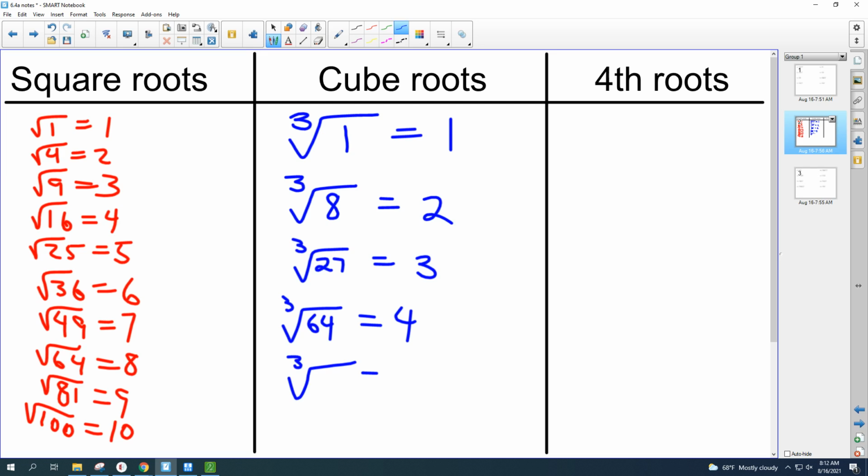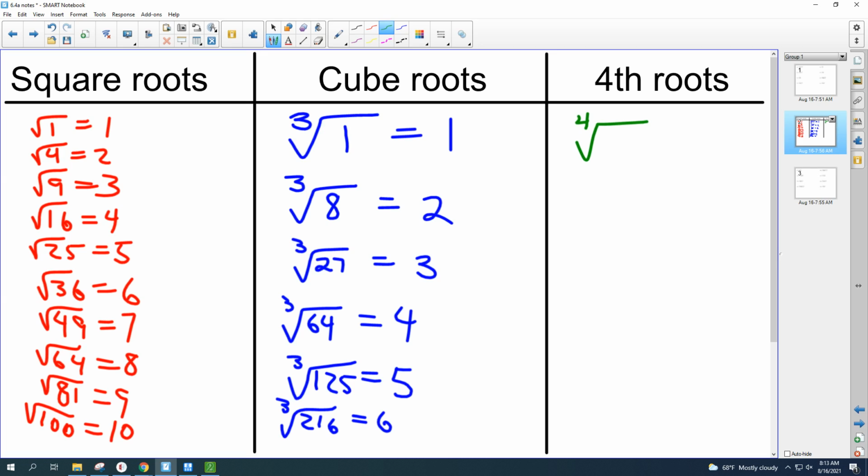Cube root of this equals 5. 5 times 5 times 5. Very good. 5 times 5 is 25. Times 5 again is 125. Okay, so these are cube roots. I think the next one is 216, the cube root of 216. But again, once you get big enough, we're using a calculator and we're not really memorizing stuff. But I'm just saying, the more you know, the better.